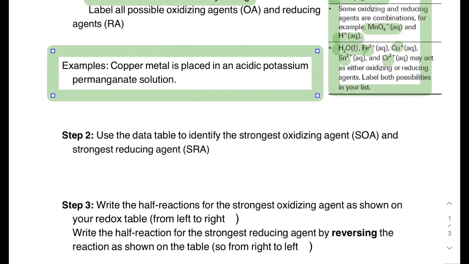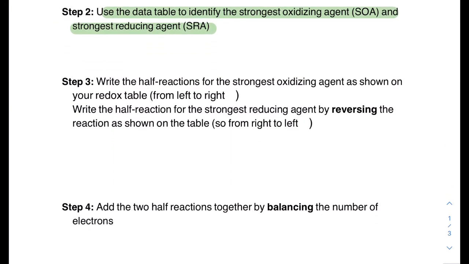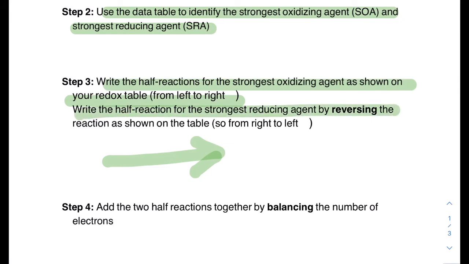So step 2, after we've written all of our entities and chosen which are oxidizing and which are reducing agents, we're going to use our data table to pick our strongest oxidizing agent, our SOA, and our strongest reducing agent, our SRA. Then step 3, we're going to write the half reaction for the strongest oxidizing agent shown on your redox table. We're going to look at that reaction moving from left to right, and that's how we're going to write it. Then we're going to write our half reaction for the strongest reducing agent, reversing the reaction.